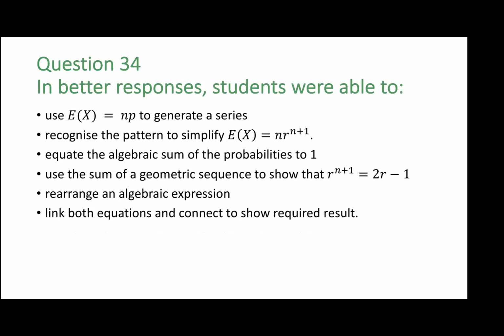In better responses, students used the expected value, n times p, to generate the series. They recognized the pattern to simplify the expected value to n r to the n plus 1. They equated the algebraic sum of the probabilities to 1. They used the sum of the geometric sequence to show that r to the n plus 1 equals 2r minus 1, and then they rearranged the algebraic expression and were able to link both equations and connect to show the required result.